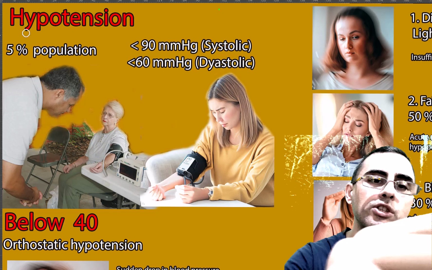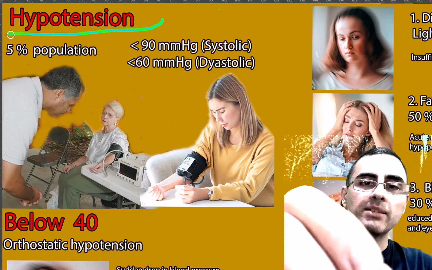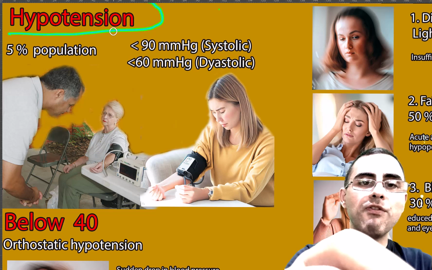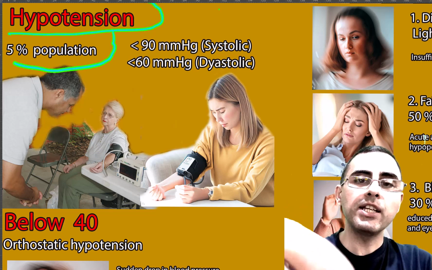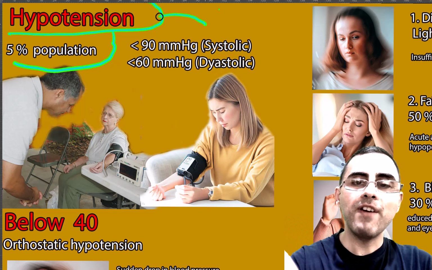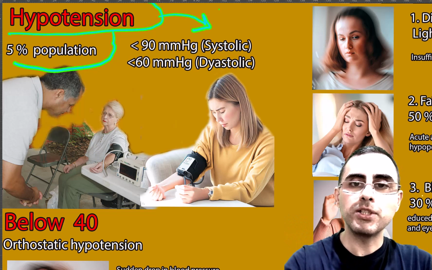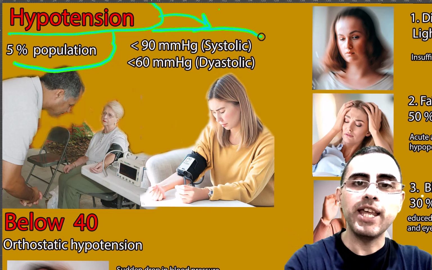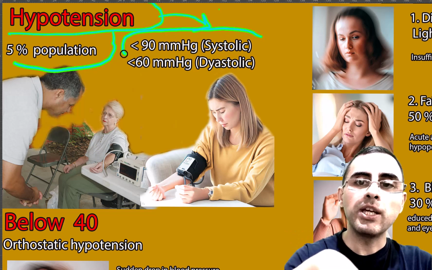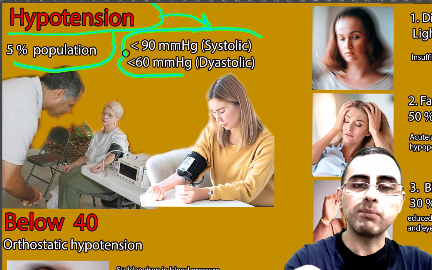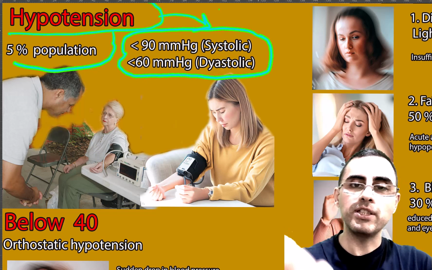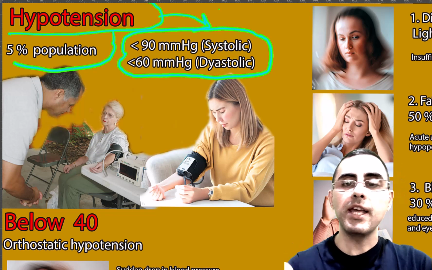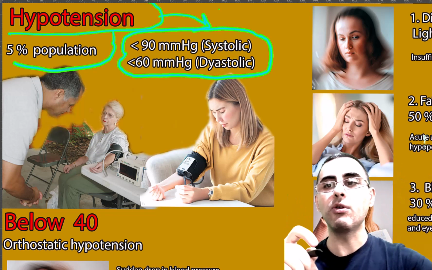We will talk about hypotension, or low blood pressure. It affects around 5% of the world population, and we define low blood pressure when the first measurement, systolic blood pressure, is less than 90 and the second measurement, diastolic blood pressure, is less than 60. But in the elderly, for example, it can be lower and still be normal.